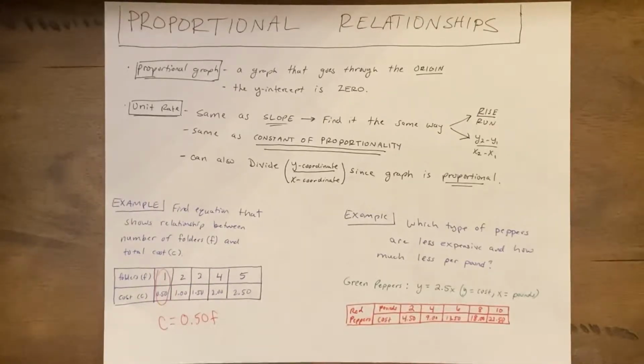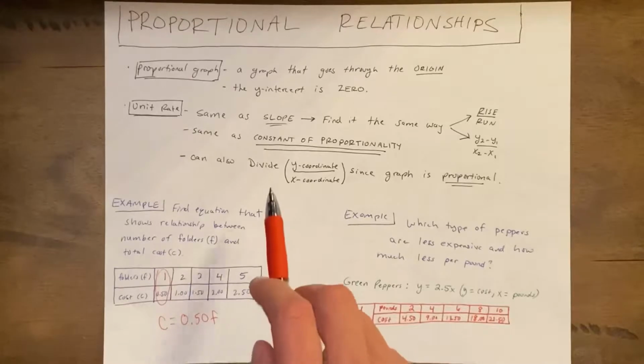What I always like to do is write them both as an equation, because then it's real easy to see the unit rate, because that's right there, 2.5. So I know for green peppers, each pound of green peppers is $2.50. That's what that means. So down here, I don't know how much each pound is, but I do know 2 pounds, 4 pounds, 6, 8, and 10.